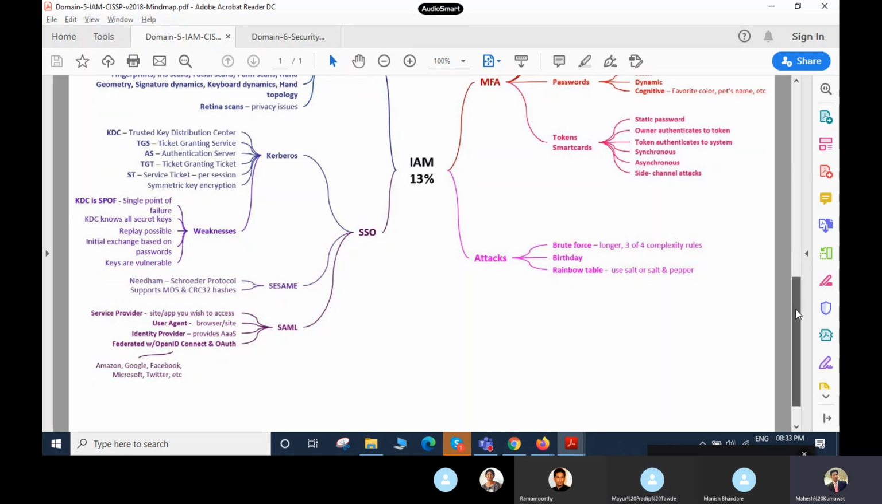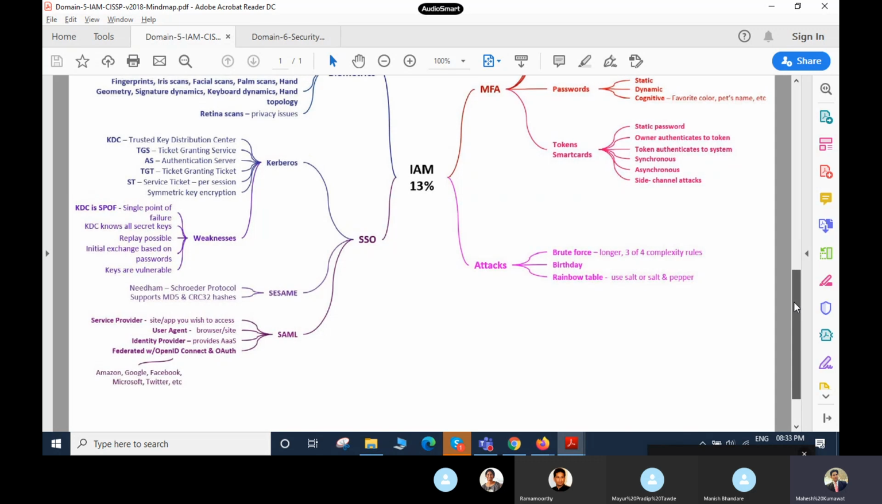Okay. So guys, I'm very not satisfied with your performance on the SSO side. So single sign-on, the federation services, SAML, LDAP, Kerberos, weaknesses, security, which versions, where we're going to use which one. So this is a very important topic. So you need to understand this.